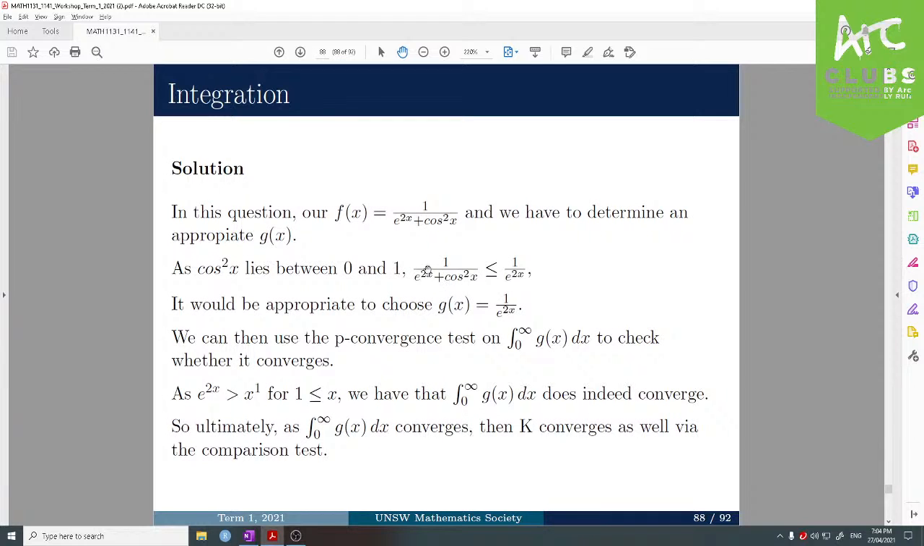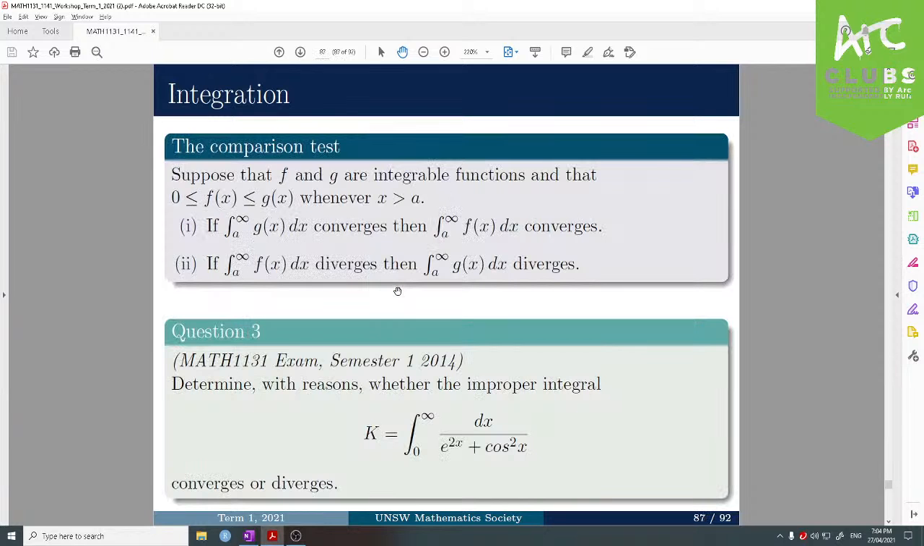That's it for integration. So there's the three main sections. So the first section was the fundamental theorems. The second section was just integration using various techniques. In this case, I went through by parts. And then finally, we had checking whether improper integrals converge or diverge.